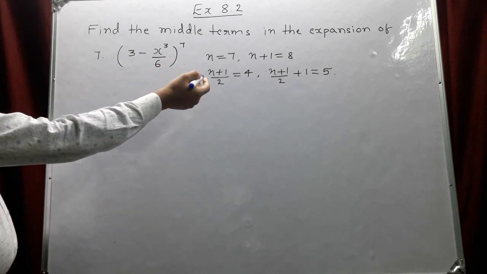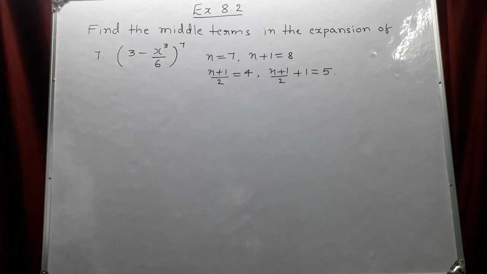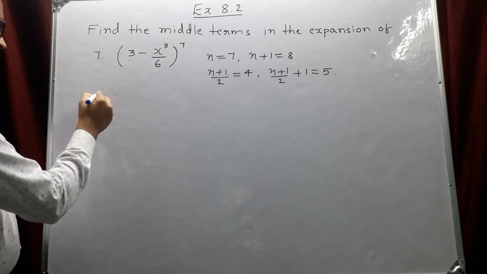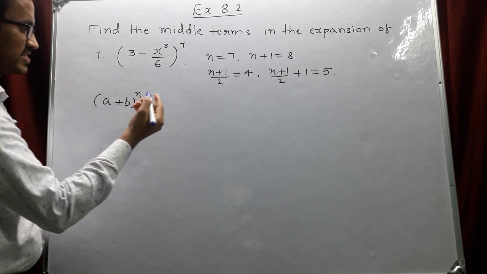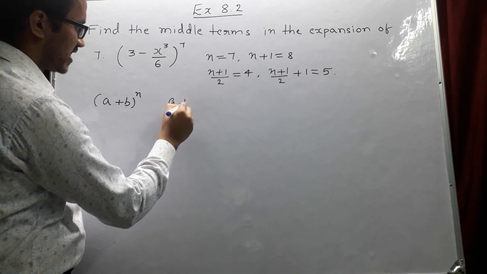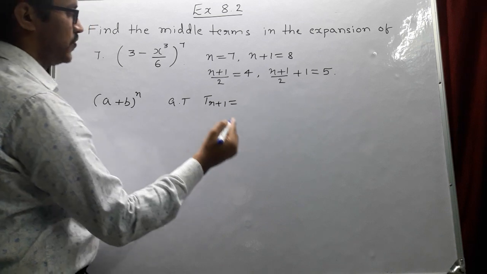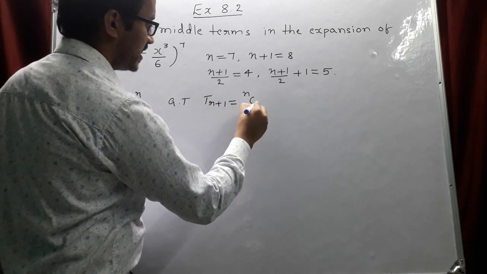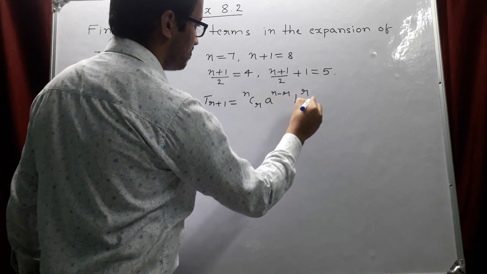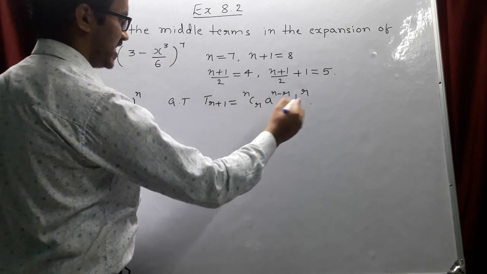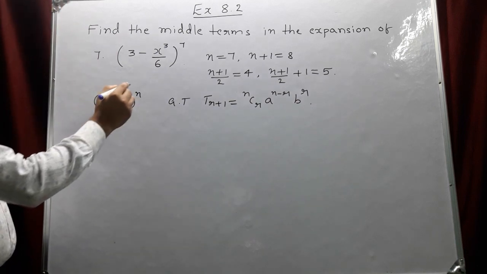Now let us find the 4th and 5th terms in the binomial expansion. The general term in the binomial expansion (a plus b) power n is given by T(r plus 1) is equal to nCr a power (n minus r) into b power r. So this is the general term for the binomial expansion (a plus b) power n.